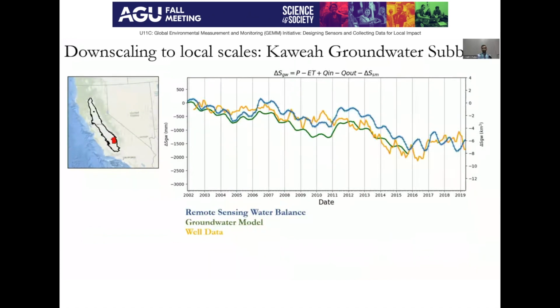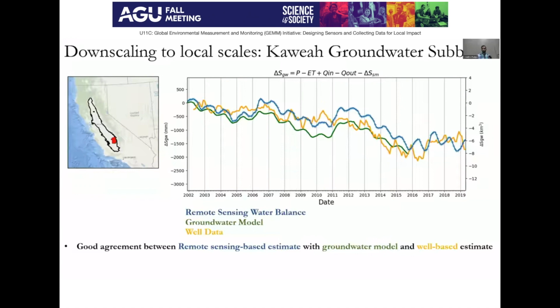So here are the results. Again, the mass balance approach from remote sensing data is shown in blue. The groundwater model data is shown in green, and the well data is shown in orange. Again, we're doing a pretty good job capturing the trend, seasonality, and magnitude here. And you can really see highlighted the improved latency associated with the remote sensing data relative to the groundwater flow model, which only extends until the end of hydrologic year 2015.